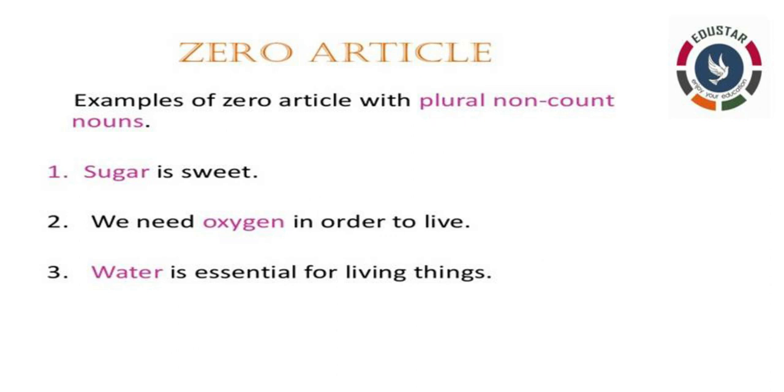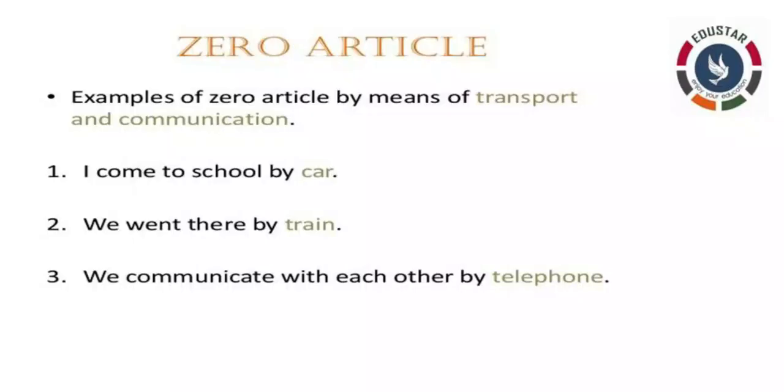Zero article with uncountable nouns. Sugar is sweet. We need oxygen in order to live. Water is essential for living things. Here, sugar, oxygen and water are uncountable nouns. So you should not use any article before that.